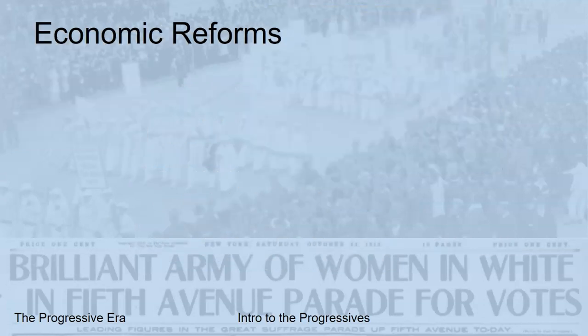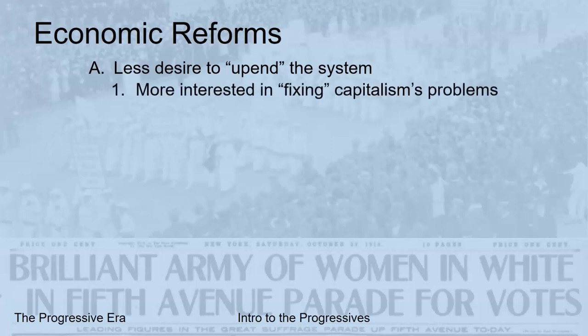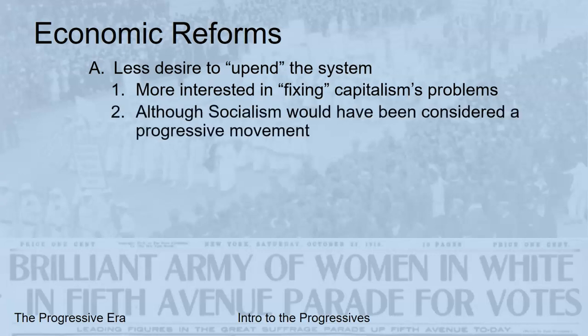So a lot of social reforms with the progressives. In terms of economic reforms, there are a couple of things that they also wanted to do. With the economy, maybe there's less desire to really make big, huge changes here. But they did see the problems that existed within capitalism. And so they were interested in reforming capitalism and putting some brakes on some of the things that the capitalist system took to excess.